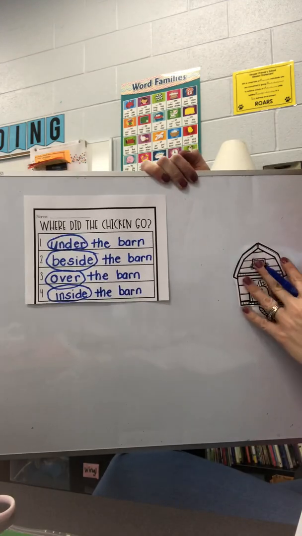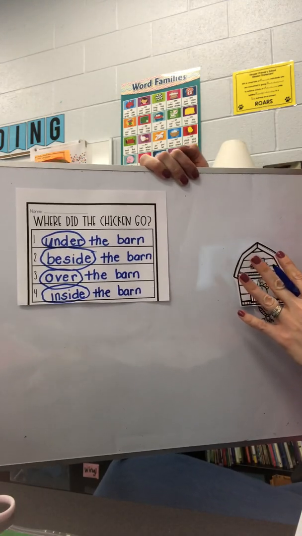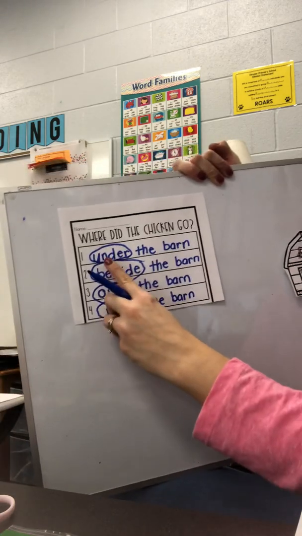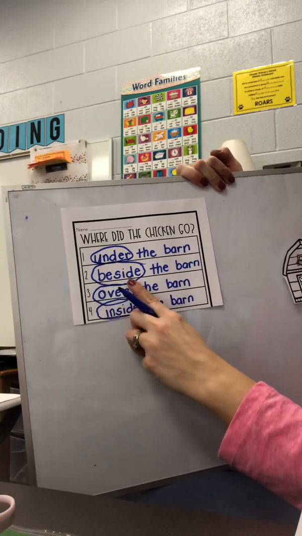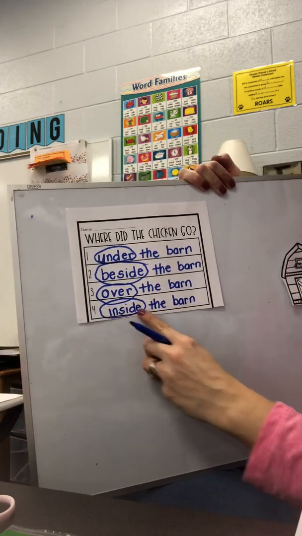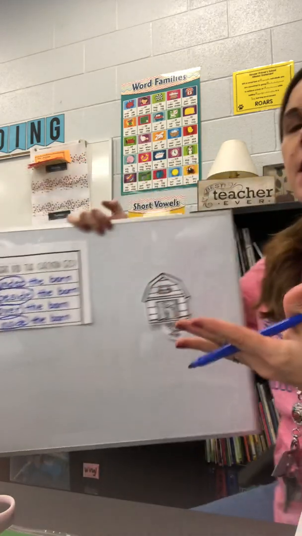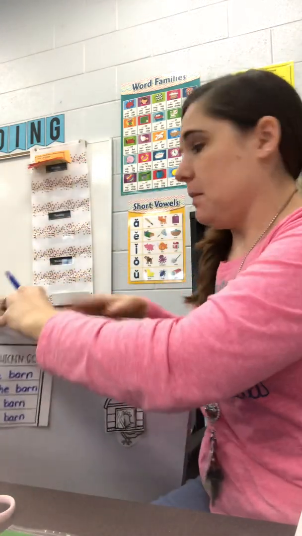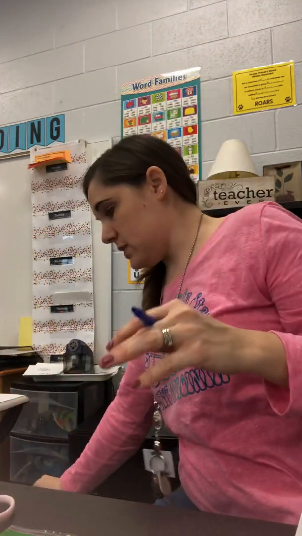Okay, so we used our chicken and our barn to help us get some example words for prepositions. We could say under, beside, over, inside. Okay, now boys and girls, there are many, many other words that are used as prepositions, but those are just some examples. Okay, so I am going to show you a few additional examples. And some of them might be the same, but we're going to start here.